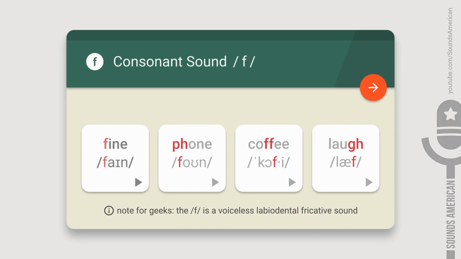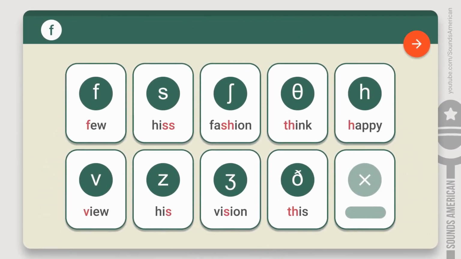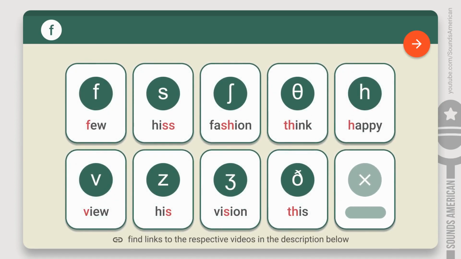Let's begin with some phonology. Don't worry, it won't be too complicated. If you followed us this far, there's been worse. The f belongs to a category of consonant sounds called the fricatives. This is the largest group of consonants in American English. It consists of 9 different sounds.